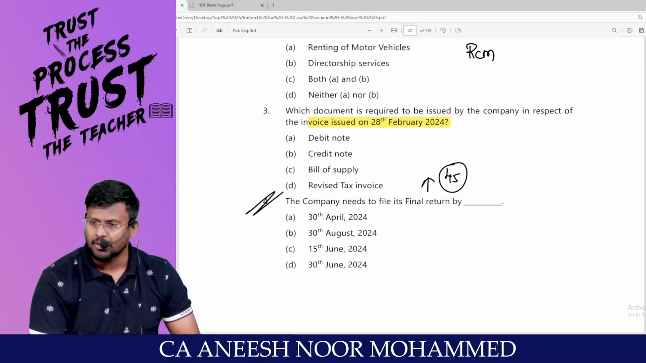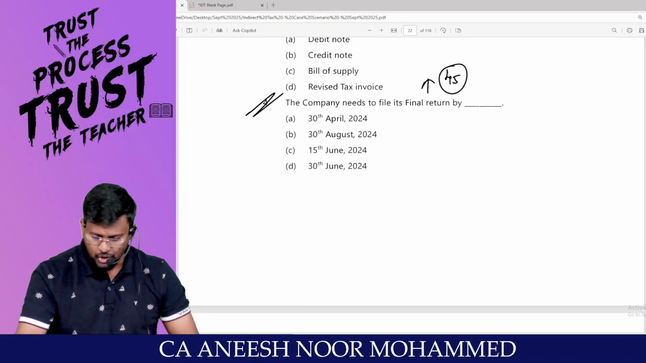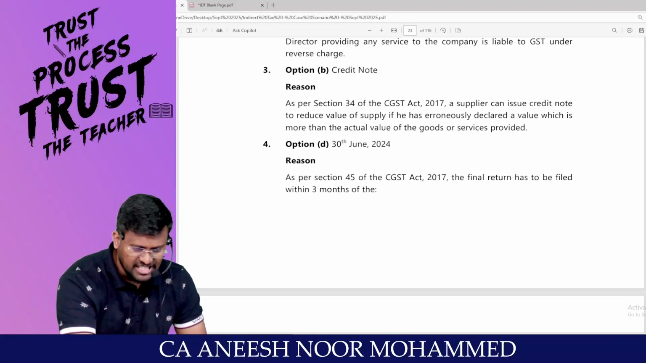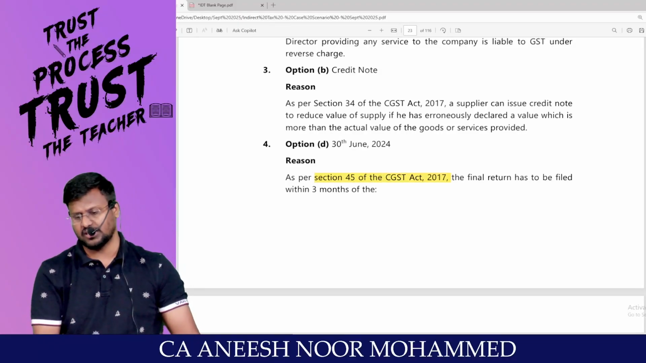Nothing to do with the what, man? Case study. It's a direct question. You should know the time limit to file the annual return. Look, as per section 45 of the CGST.